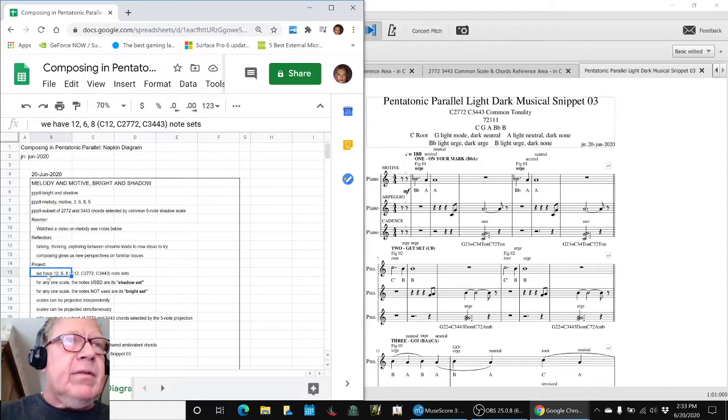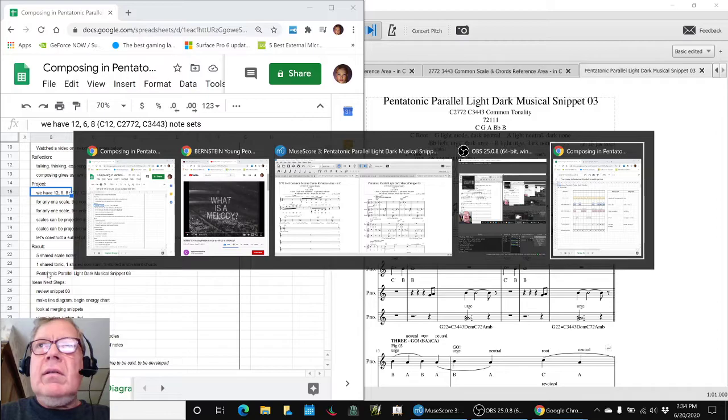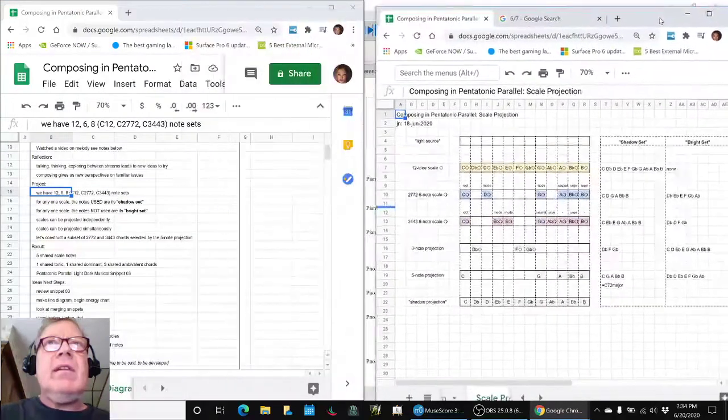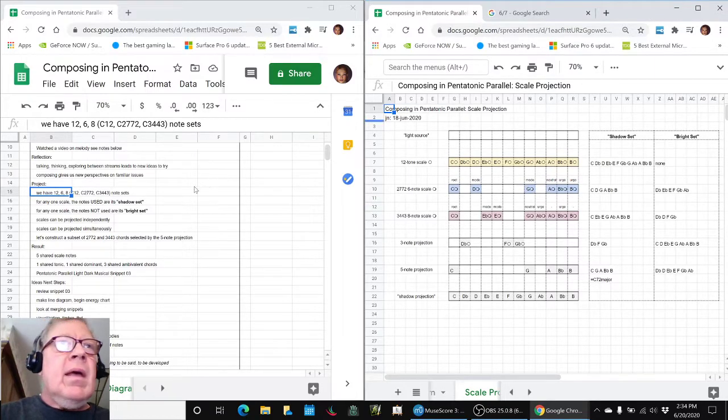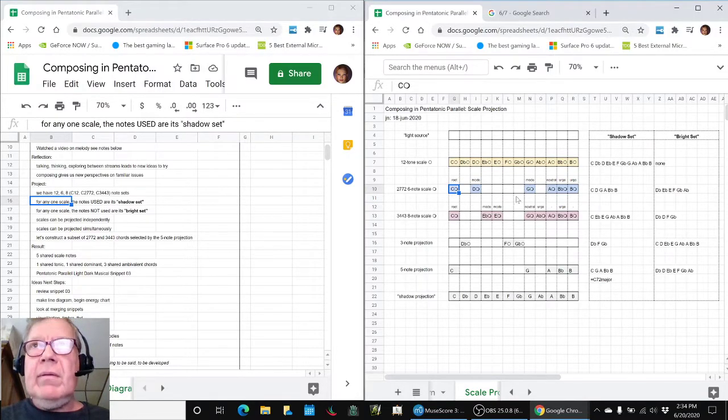So the project for today was we have these 12, 6, 8, etc. note sets, and this is what we had from last time. We started to edit this a bit, because this is going to become a reference diagram for us in making music visualizations. For any one scale, let's take the 2-7-7-2 scale, the notes that are used we're going to call the shadow set, because the light comes down, is blocked by the note, and casts the shadow. So C is a shadow and D is a shadow, so that's the shadow set.